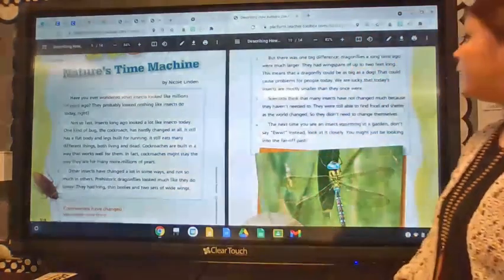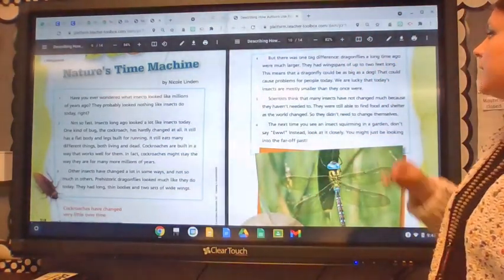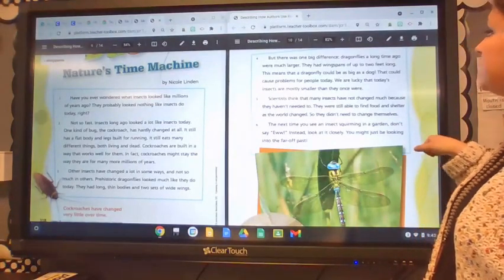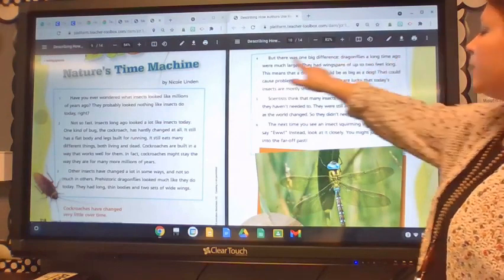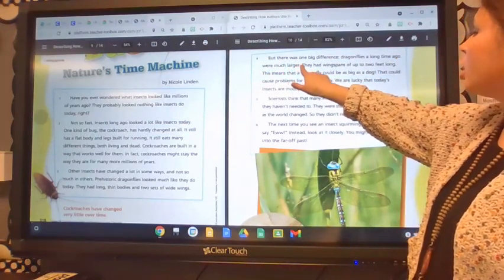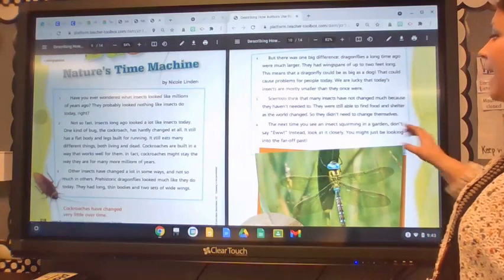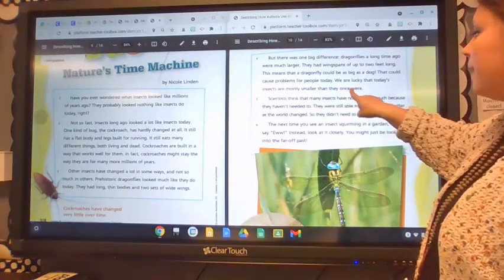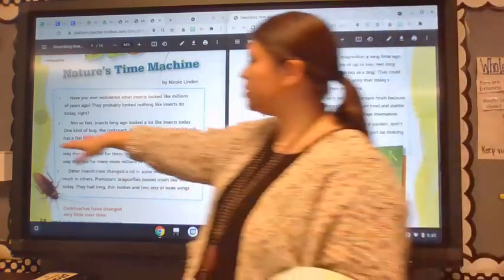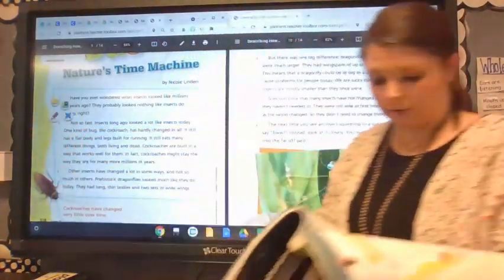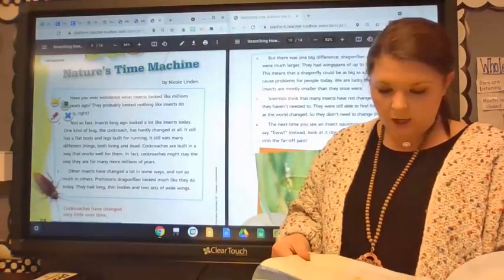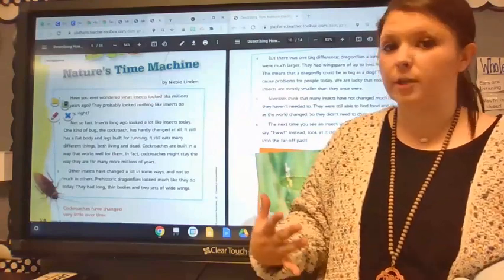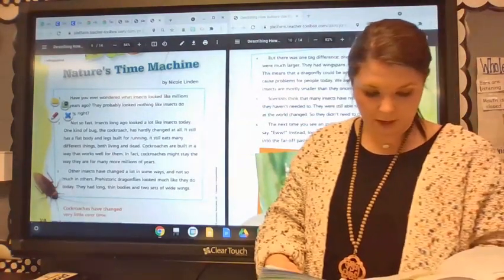All right, so we know that dragonflies have changed the most over time. It says that dragonflies a long time ago were much larger. So today they are smaller. It even says here, insects are mostly smaller than they once were. So the dragonfly has changed over time. All right, and then we just talked about how they've changed over time. We know that they are much smaller now than they used to be, okay?